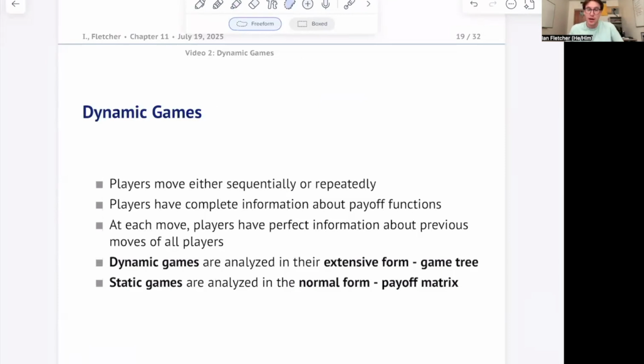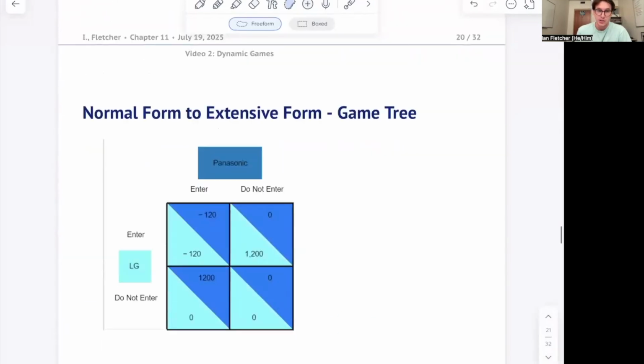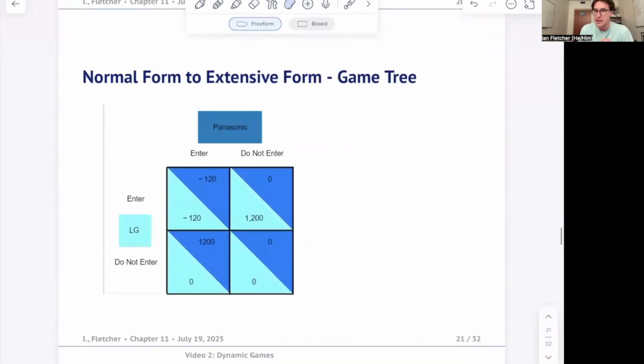Dynamic games are analyzed in an extensive form, which we call a game tree, and static games are analyzed in a normal form, which we call the payoff matrix or the game box. So let's think about this. We had this game box, right? This would be in the static game.